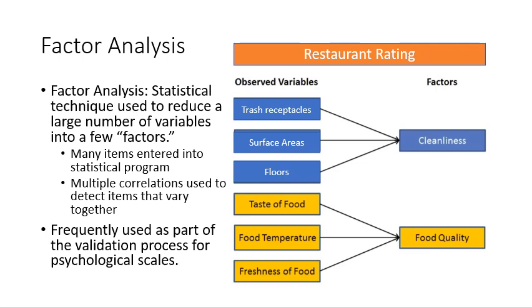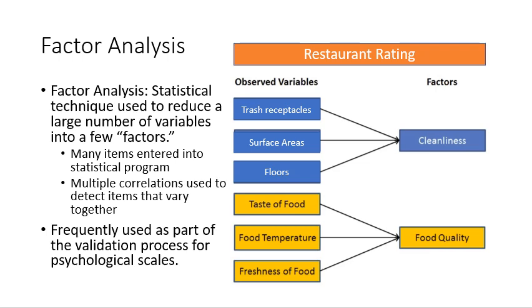the variable food quality. And if these three areas were also part of our indicators, the trash receptacles, the surface areas, and the floors, and again, if scores on the trash receptacles' cleanliness were high, surface areas high, floors were high, these would vary together. But these three wouldn't really go with these three. You could have a very, very clean restaurant with very poor food quality. And so these would factor out as independent factors on a statistical test.